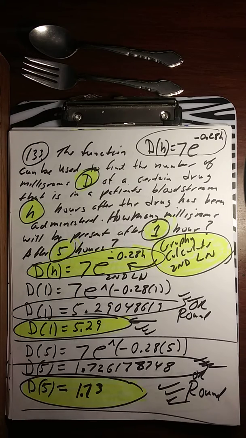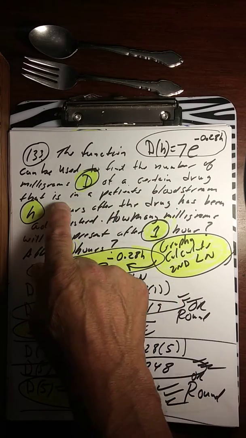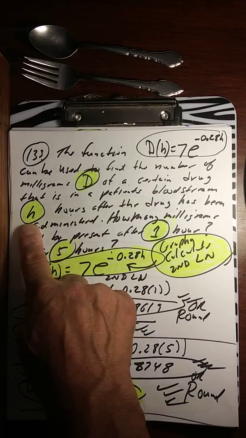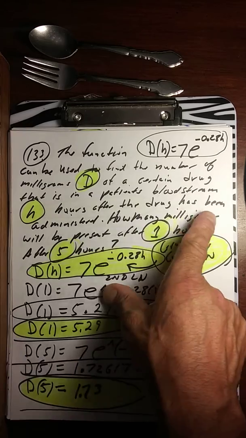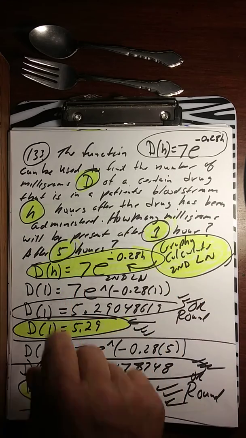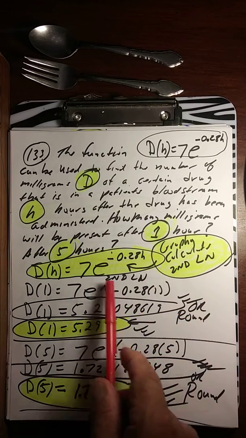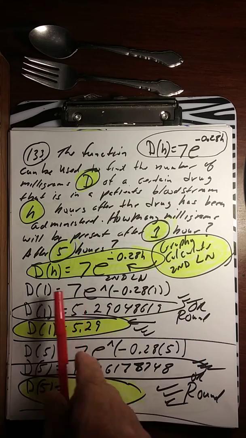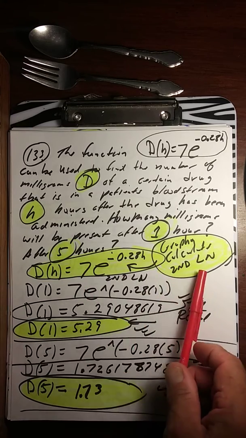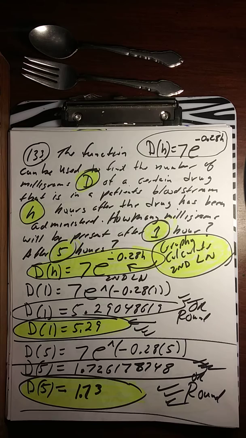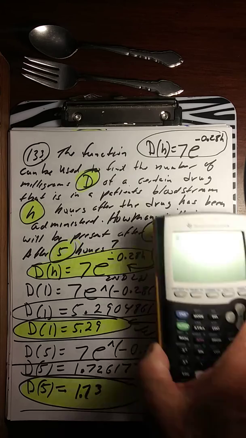The function can be used to find the number of milligrams D of a certain drug that is in a patient's bloodstream H hours after the drug has been administered. How many milligrams will be present after 1 hour, after 5 hours? Alright, use the calculator. So D of H is this. So it says find D of 1. Calculator, of course.